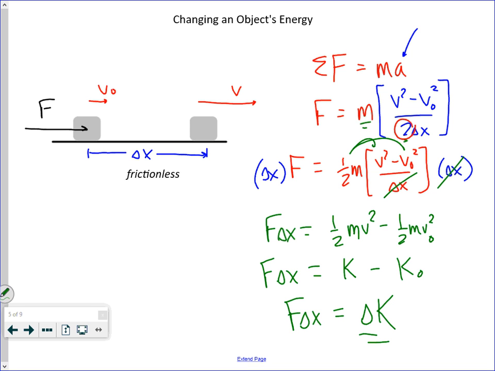We can change energy by applying a force over some distance. And furthermore, the change in energy is equal to the product of that force and the distance through which the force is applied. And notice also, remember what we said our units of K are? They're joules or Newton meters. Okay, that's good.